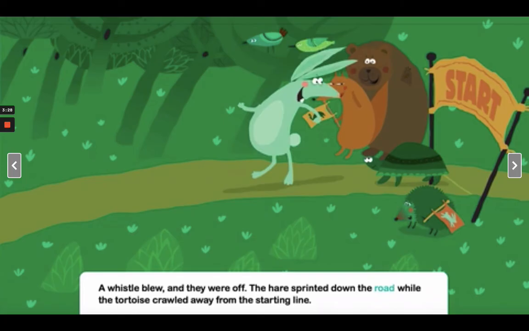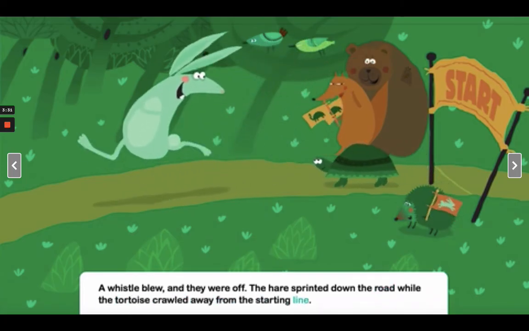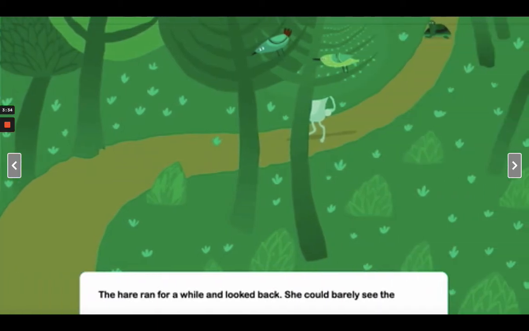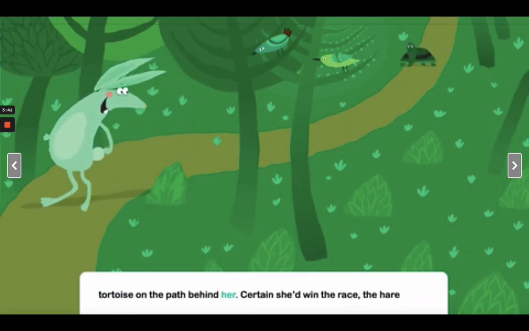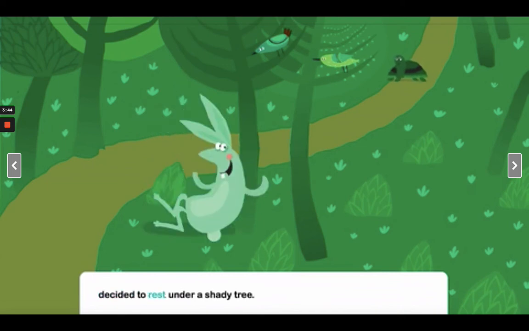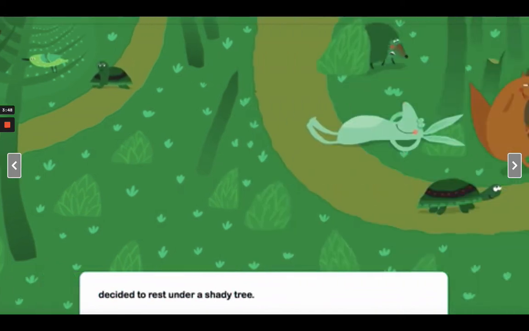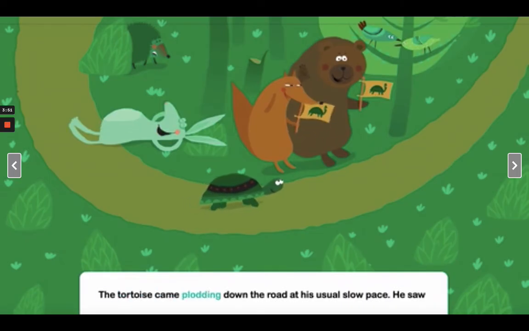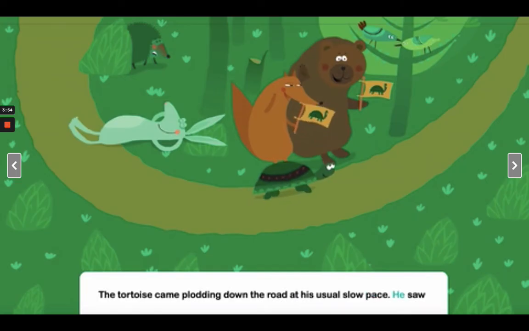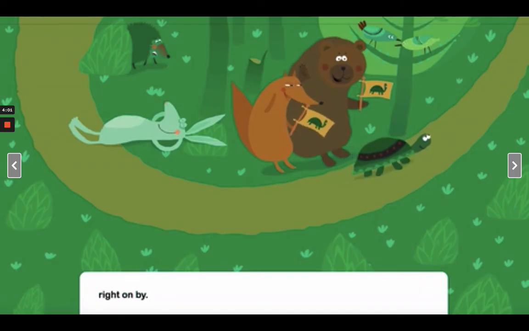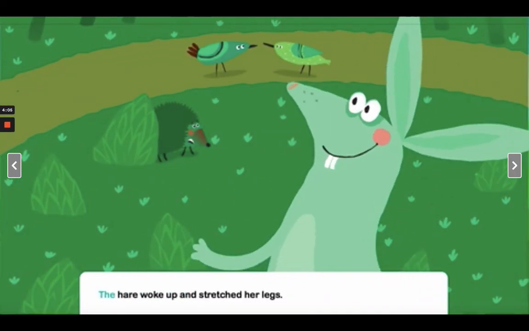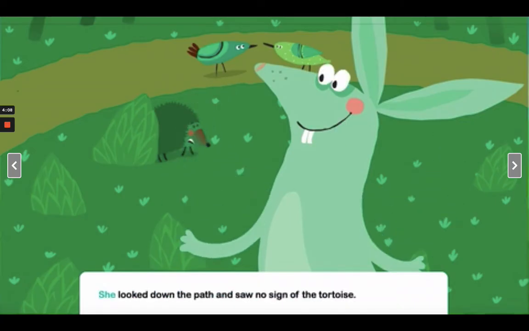The hare sprinted down the road while the tortoise crawled away from the starting line. The hare ran for a while and looked back. She could barely see the tortoise on the path behind her. Certain she'd win the race, the hare decided to rest under a shady tree. The tortoise came plodding down the road at his usual slow pace. He saw the hare, who had fallen asleep against a tree trunk. The tortoise crawled right on by. The hare woke up and stretched her legs. She looked down the path and saw no sign of the tortoise. "I might as well go win this race," she thought.